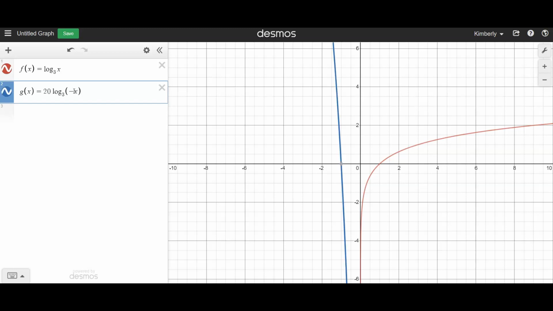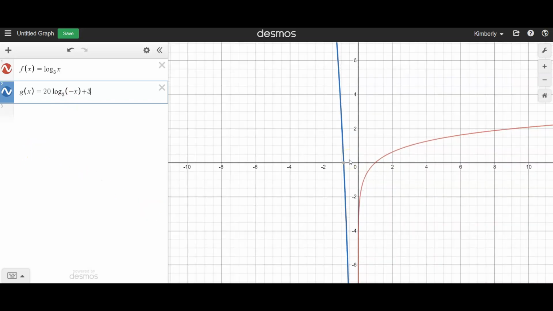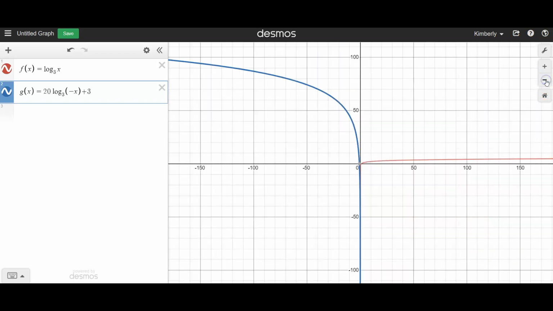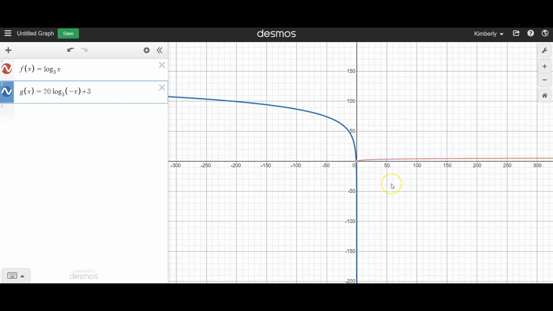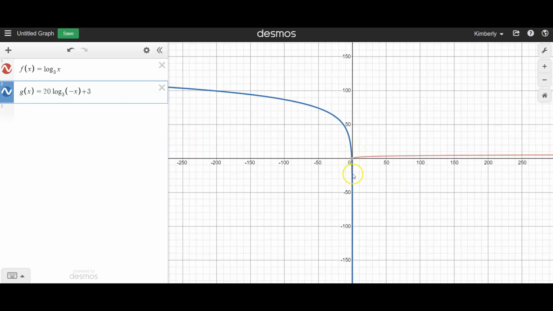Okay, so it kind of loses its shape because of the stretch. Because of that stretch, it's stretched way high. I'm just going to zoom in so you can see it still has the bend to it. So our parent function is right here, and then this is our transform function right here.